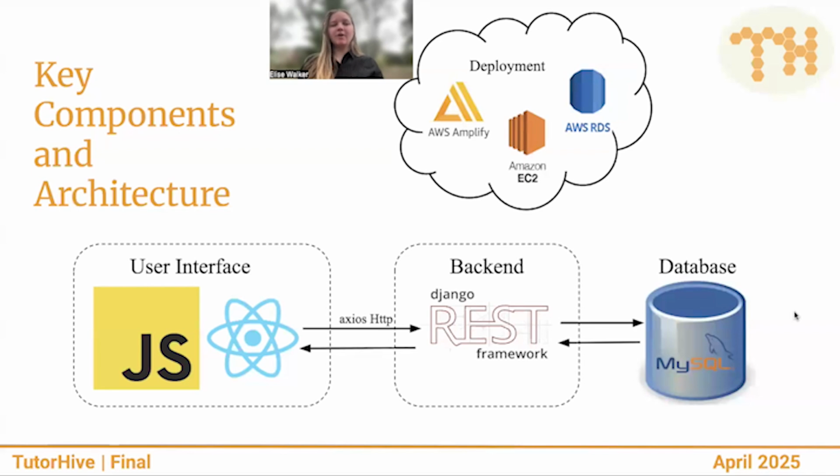Let's get started talking about our key components in architecture. The 3 components to our architecture are our user interface, our backend, and our database. Our user interface is written in JavaScript with React and is hosted on an AWS Amplify. That communicates with our backend via Axios HTTP requests, and our backend is written in Django with the Django REST framework and is hosted on an Amazon EC2 instance. That communicates back with our user interface, and it also communicates with our database, which is hosted on an AWS RDS instance and is written in MySQL.